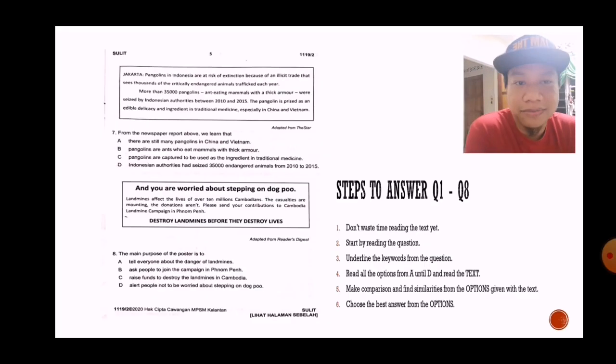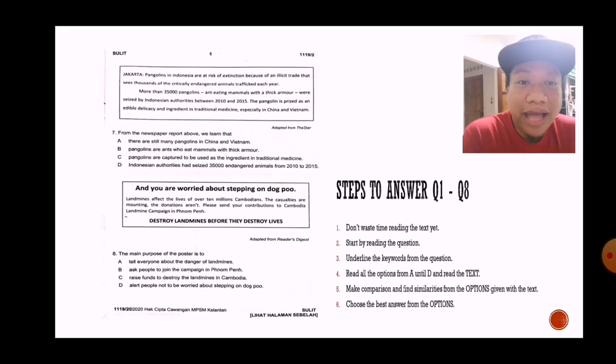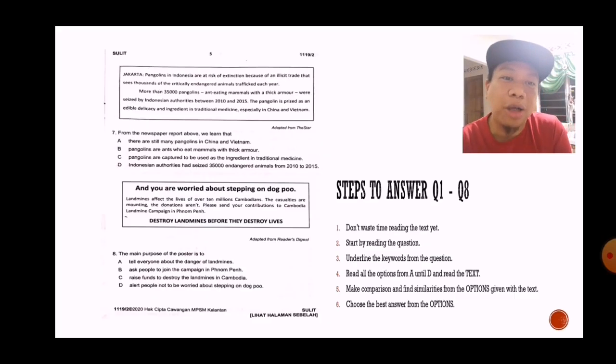Poo means tahik. Okay, so stop talking about poo. Next, let us read the text. And you are worried about stepping on dog poo. See? It is mentioned about dog poo. Maybe D is the answer.